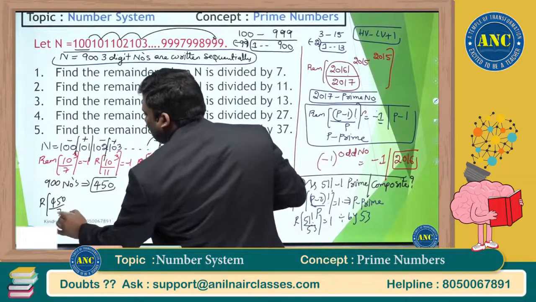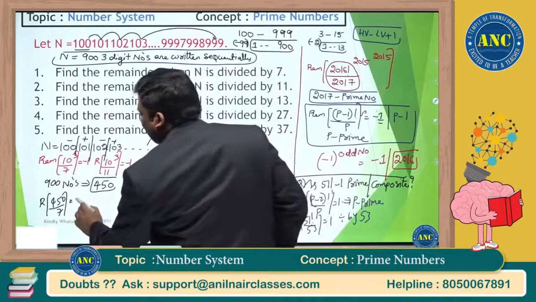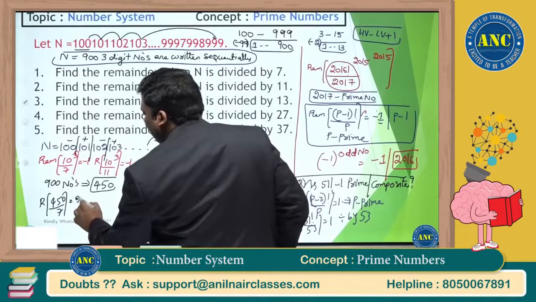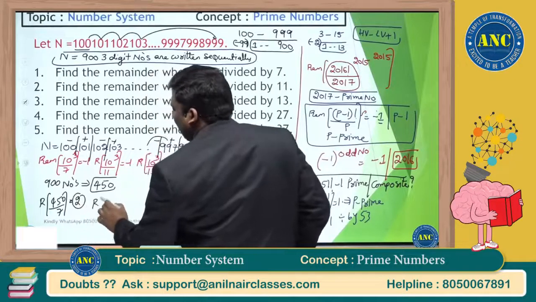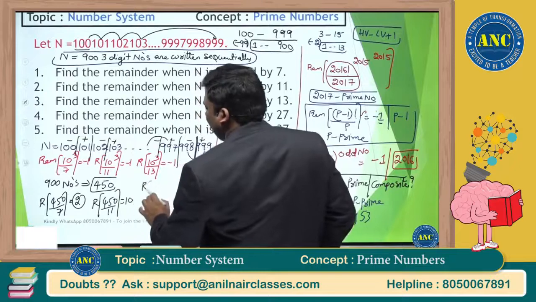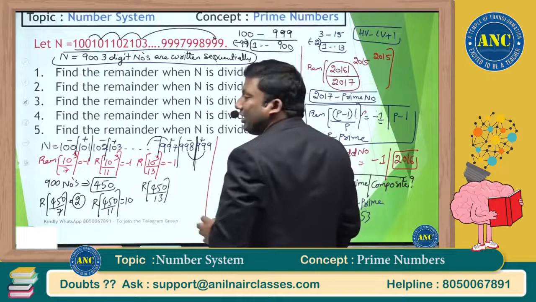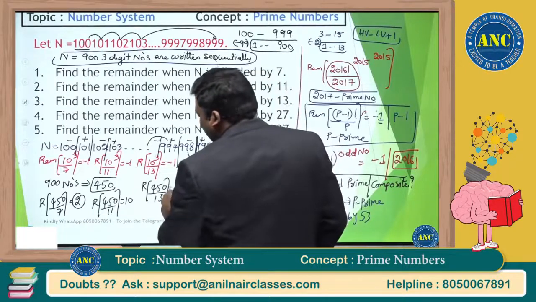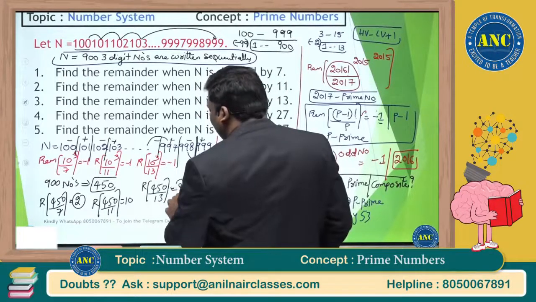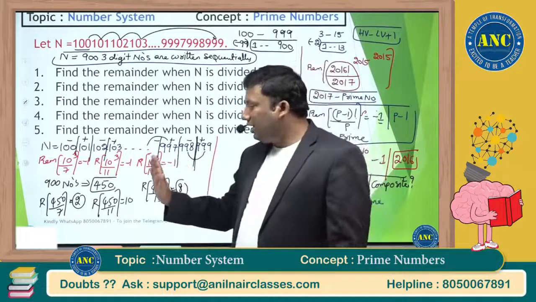450 divided by 7. 7 6s are 42, 30. 7 4s are 28, it is 2. Similarly, 450 divided by 11. 11 4s are 44, 10. 450 divided by 13. 13 3s are 39, 60. 13 4s are 52. Remainder 8. I hope the idea is clear.